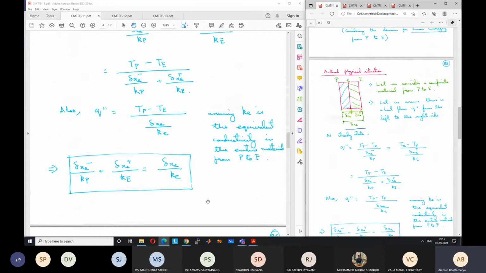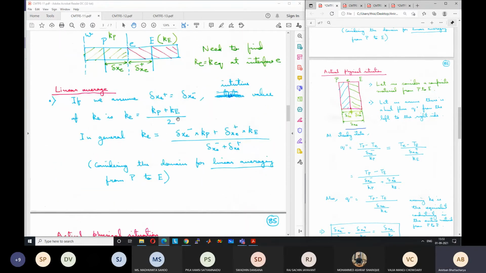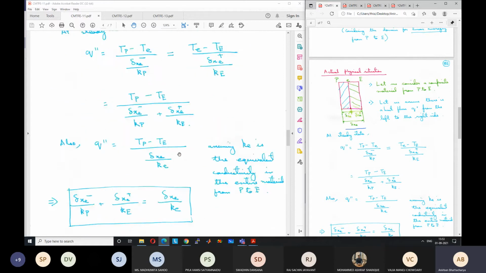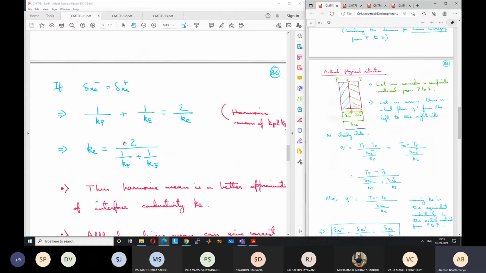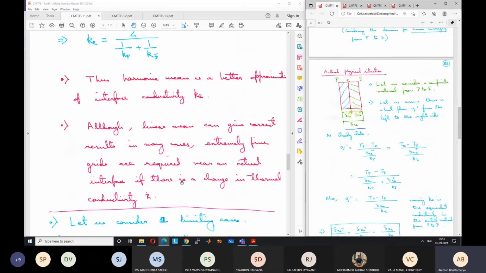So instead of taking K equal to (Kp plus Ke) by 2, if we take K equal to 2 by (1 by Kp plus 1 by Ke), this should be much more accurate. This means that the harmonic mean is a better approximation for the interface conductivity Ke. It does not mean that the linear mean will always give wrong results. In most cases, you will see that the linear mean also gives the correct results.